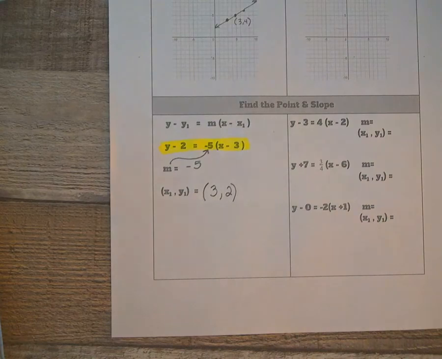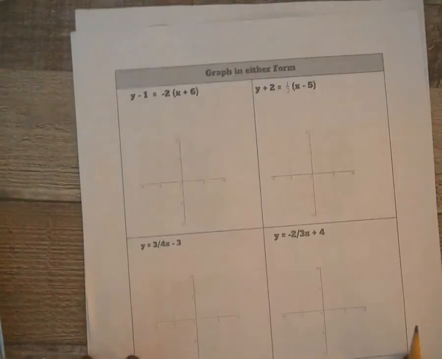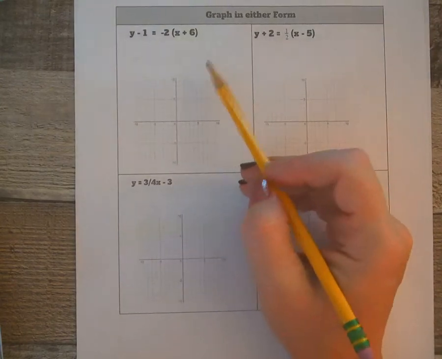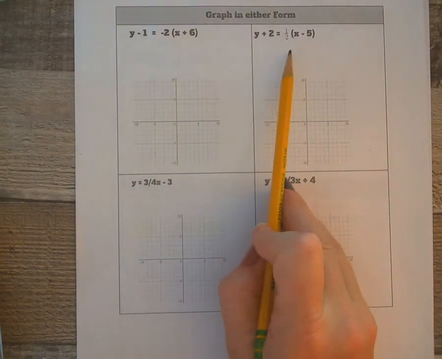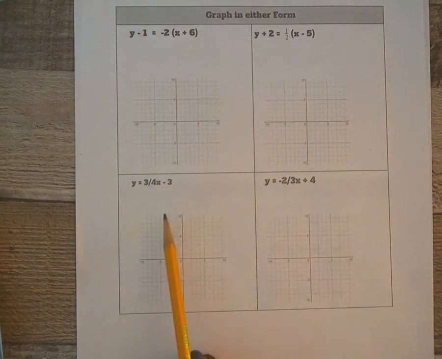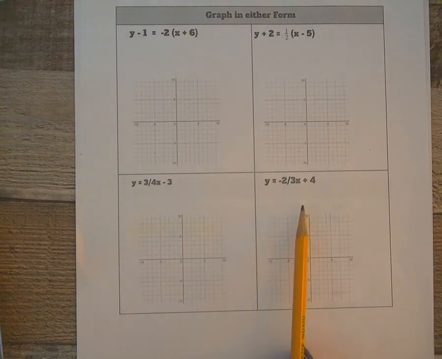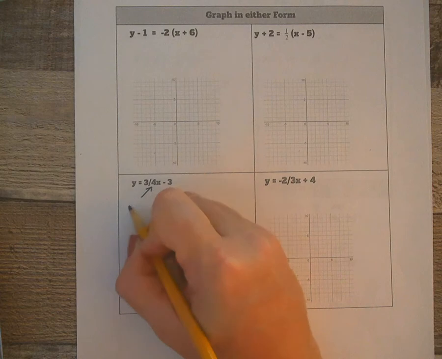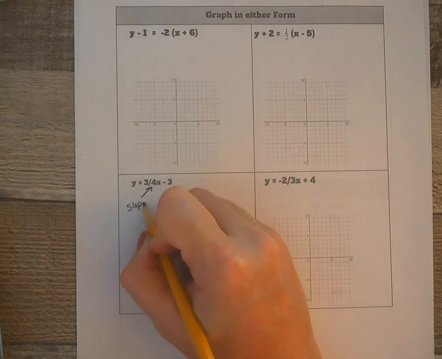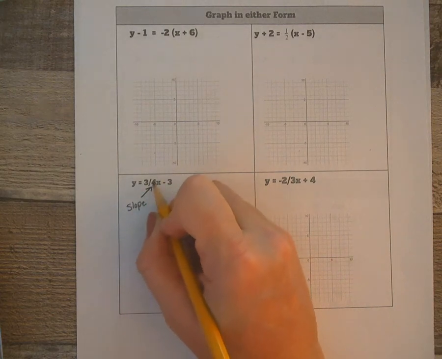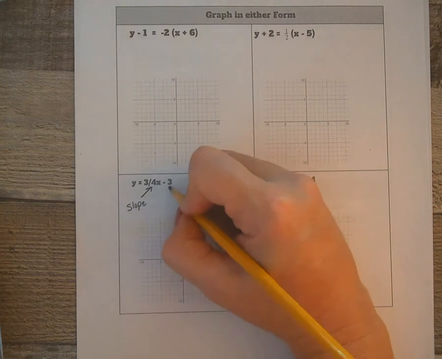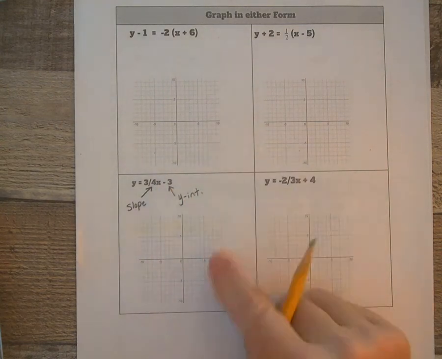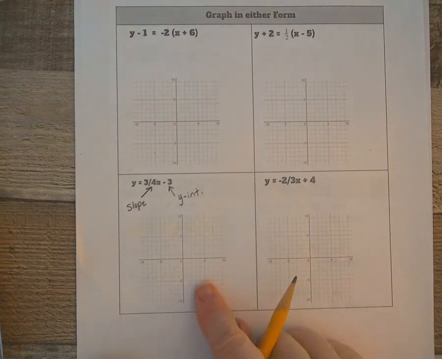Okay. All right, then on the next page, you're going to have a little bit of practice graphing lines in either form. So these first two are in point slope form. These next two are in slope intercept form. Just as a review, in slope intercept form, this first number, the number attached to the x, is the slope. The second number is the y-intercept. And you guys should be very good at plotting that.